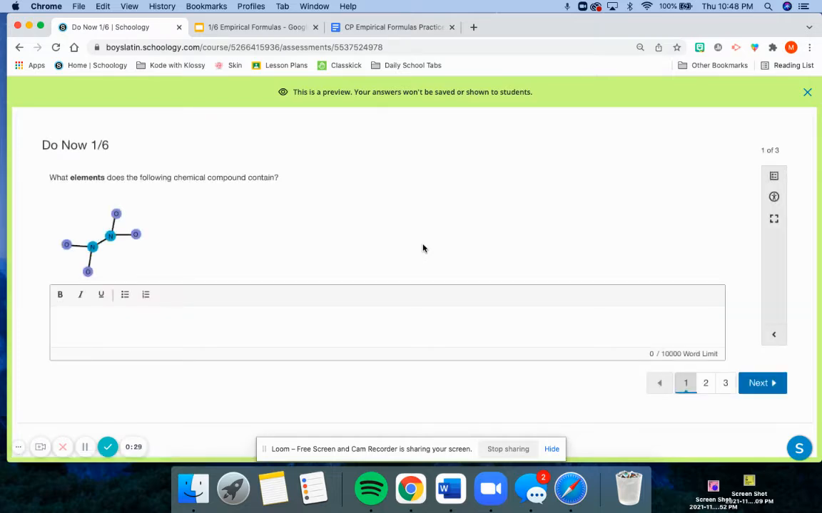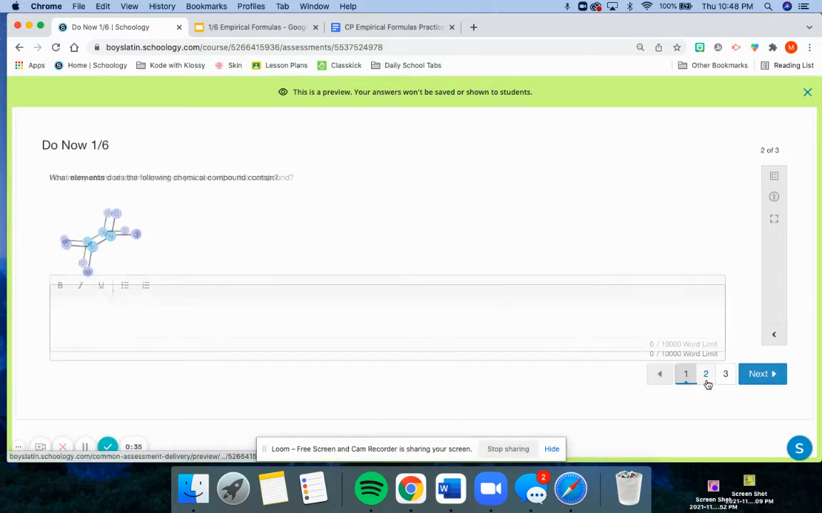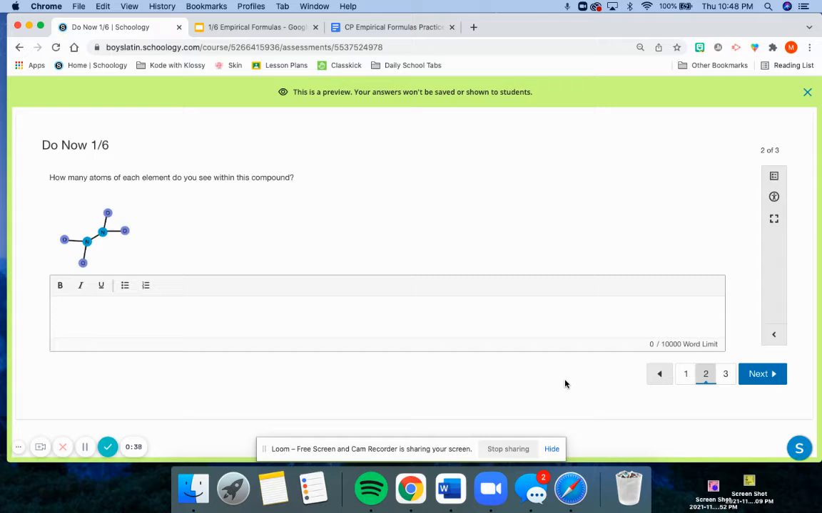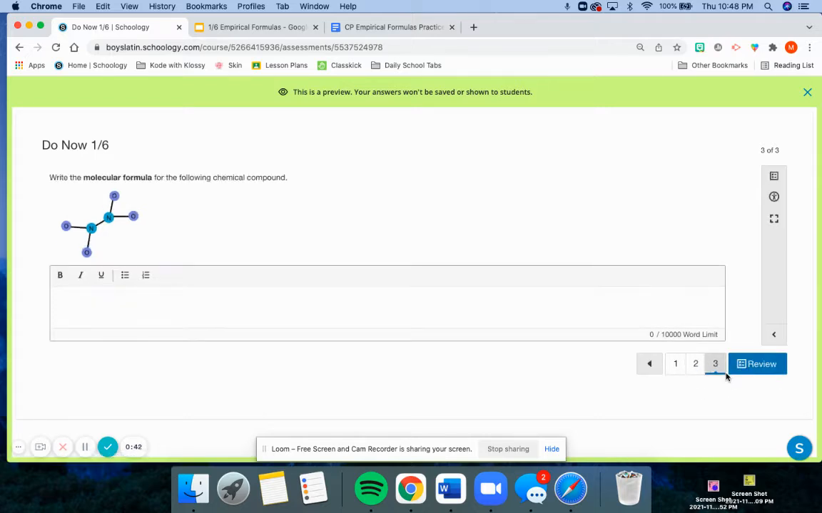First thing that you need to do is take a look at this chemical structure and figure out what elements are contained within this compound. Next, you have to count how many atoms of each element you see within the compound, and then use the information from the first 2 questions to write the molecular formula for the compound.